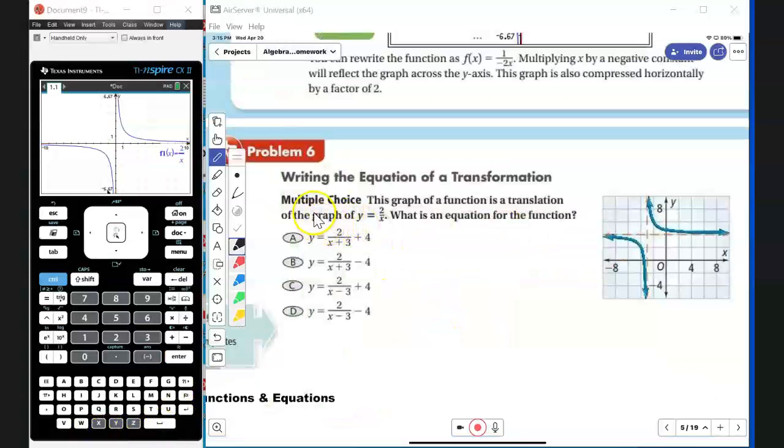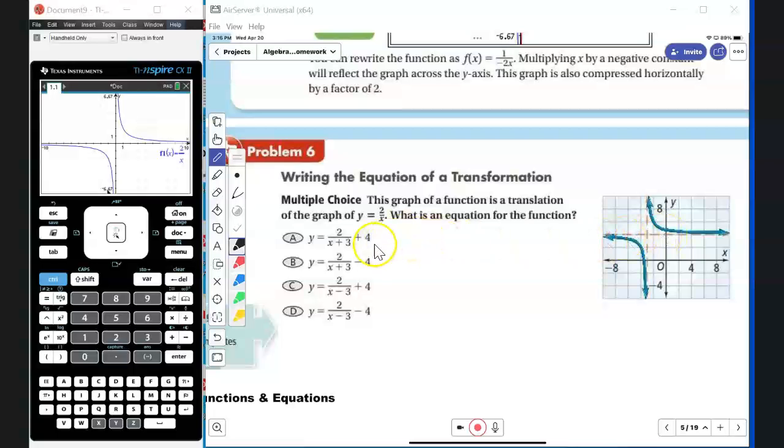This is an example I want you to think about. This graph of a function is a translation of the graph of y equals 2/x. What is an equation for the function? You notice that the vertical asymptote has moved, it looks like 3 to the left, and it also has moved up 4 units.